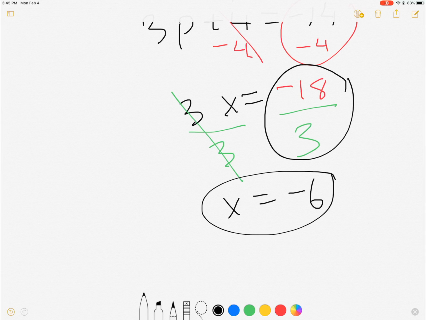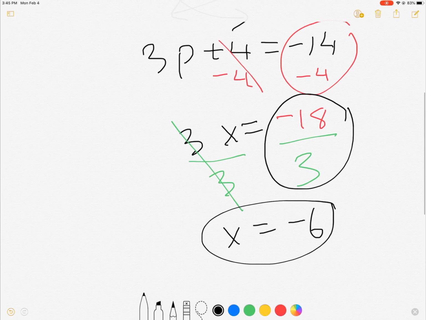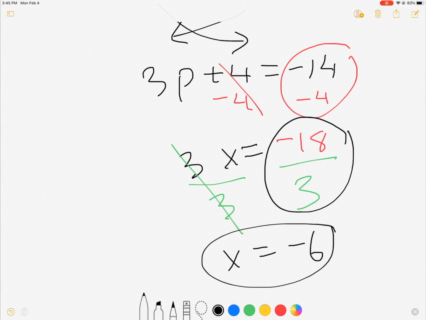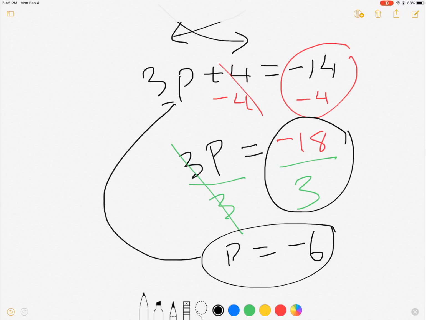If you are unsure whether or not negative 6 is indeed the answer, you can always take negative 6 and, I'm sorry, what am I doing? This should be p. I'm sorry. It's the same thing. Here we go. If you ever want to double check it, just substitute p inside the original equation, and you should get an equation that makes sense.